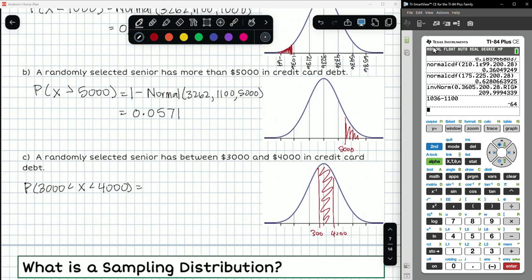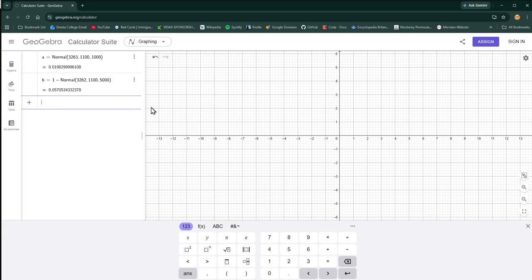And to do that, I know from our table video, I'm going to do the bigger area to the left minus the smaller area to the left. So I'm going to do the normal function call for 4,000 first: 3262, 1100, 4,000. And then I'm going to subtract from it the normal function call for the smaller value, the 3,000. So let's go ahead and pull up GeoGebra and try that, and then I'll show you a neat little shortcut.